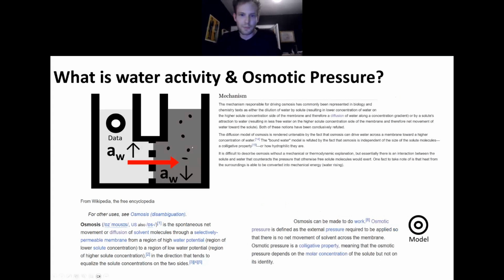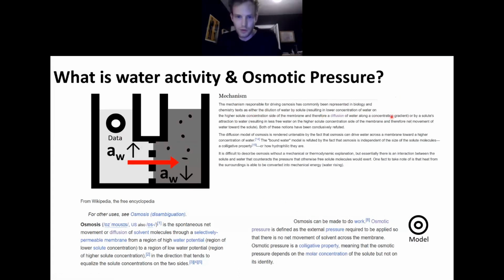So on the mechanism of osmotic pressure from Wikipedia, it has: the mechanism responsible for driving osmosis has commonly been represented in biology and chemistry texts as either the dilution of water by solute, resulting in lower concentration of water on the higher solute concentration side of the membrane, therefore a diffusion of water along the concentration gradient, right?